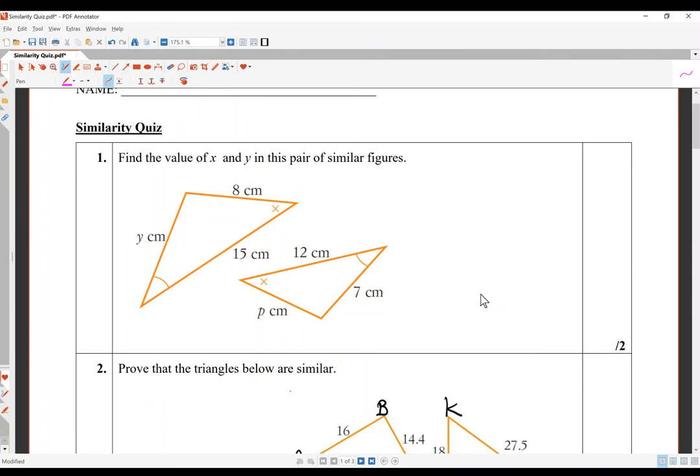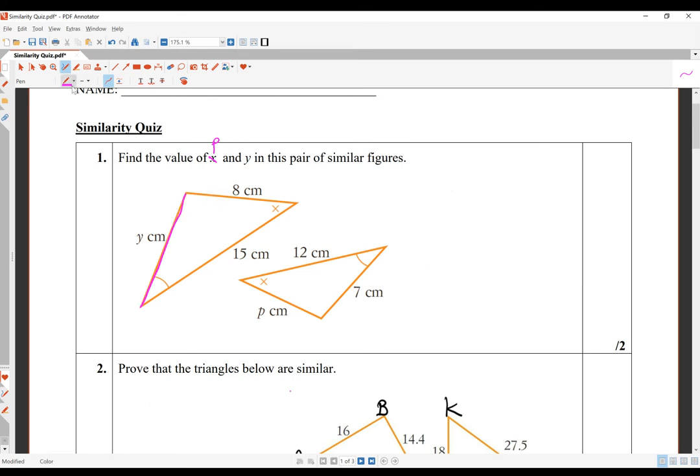Okay, let's have a look at the first question. It says find the value of x and y. That should say find the value of p and y. Okay, so let's have a look at the side called y. Now we've got to find the matching side in the other triangle. The easiest way to match sides is to match angles.